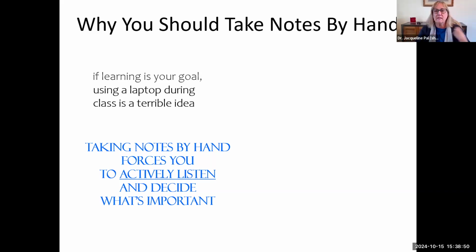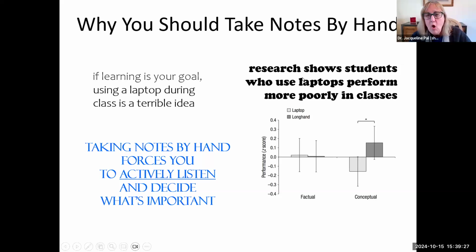If you're sitting in a classroom, the teacher is not going to talk slow so you can write every word, which means you have to actively listen and think about what's important and put it in your own words. There are tons of studies about this. You want to study, ask me, I'll send you a link to a study. Research shows students who use laptops to take their notes perform poorly in classes.